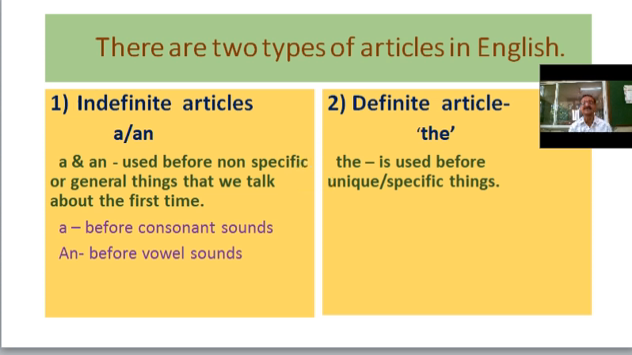There are two types of articles in English. First, indefinite articles, and second, definite article. A and an are indefinite articles. The is the definite article. A and an are used before non-specific or general things that we talk about the first time. The is used before unique or specific things. A is used before a consonant sound and an is used before a vowel sound.